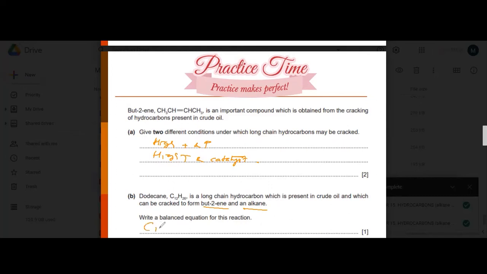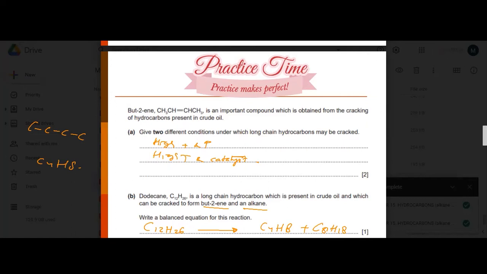So we have C12H26 cracking to form butene, C4H8, right? What is the rest? 12 minus 4, so C8, which is C8H18. This is the alkane.